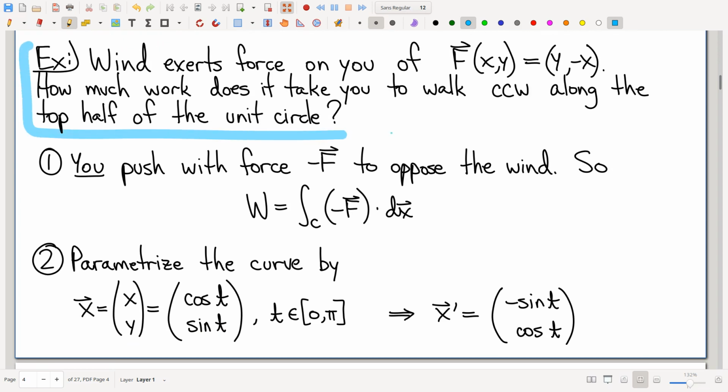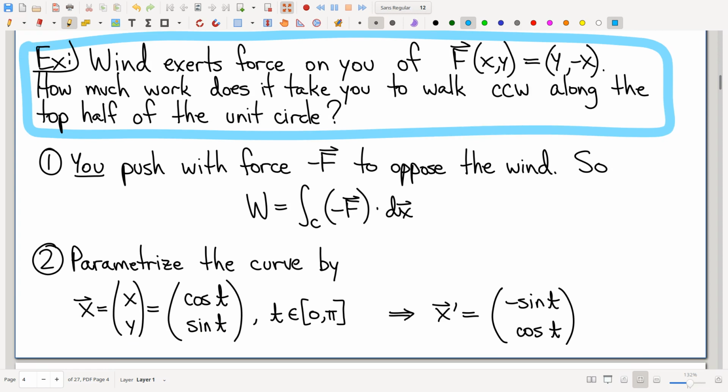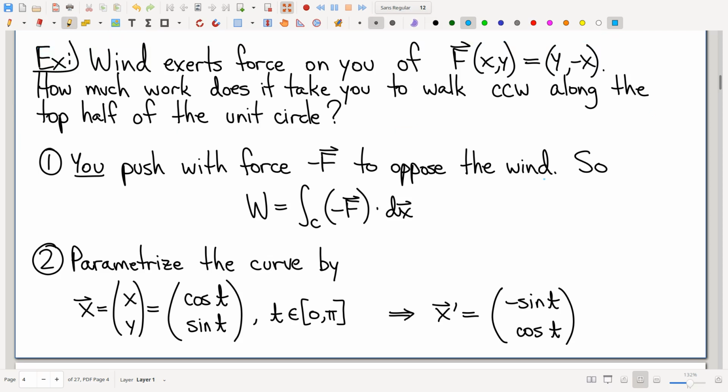Here's the question. We have wind exerting forces on us, and we want to walk along a certain path, and we want to see exactly how much work it takes us to move along this path while resisting the force that the wind is exerting on us. Okay, and this is going to be a largely plug and chug example. There is one little twist that we have to be careful about, and that is forces are awkward. Forces very often have sort of equal and opposite, complementary forces associated with them.